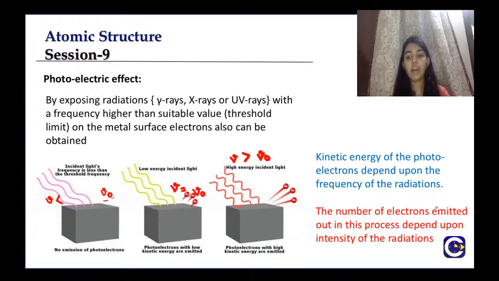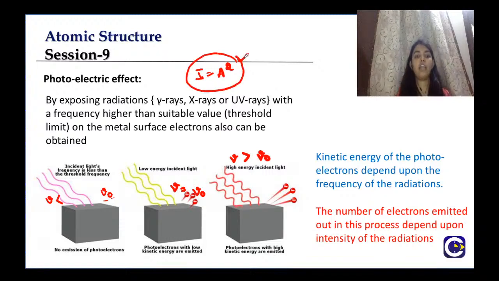Okay, so the number of electrons emitted in this process depends upon the intensity of radiation. If you increase the intensity of radiation, I already told you what intensity is, basically amplitude square, right? So if you increase the intensity of the radiation, the number of photoelectrons that are coming out will be greater. While if you increase the frequency of the radiation, then the speed of the photoelectrons will be increased, as there is an increase in the kinetic energy of the photoelectrons. I hope I am clear with the concept.